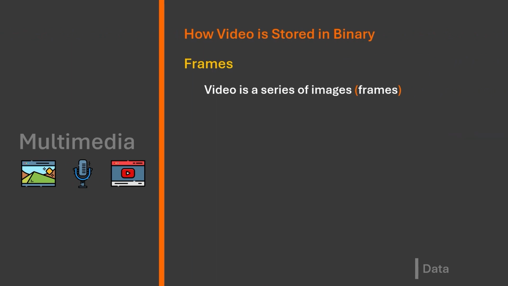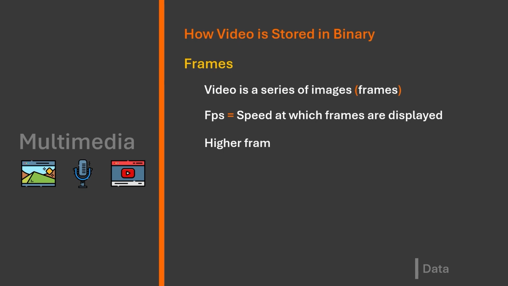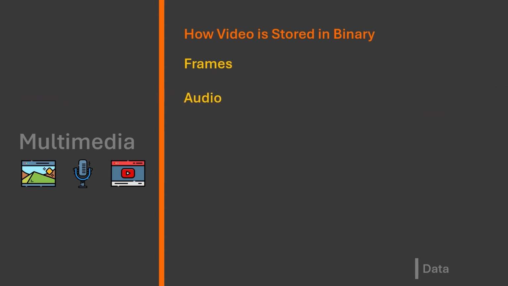The speed at which these frames are displayed, measured in frames per second, determines the smoothness of the video. Higher frame rates create a more fluid and realistic viewing experience. So just as each pixel in a picture is represented as binary, so is each pixel in each frame of a video. Video isn't just about visuals. It also includes synchronized audio.